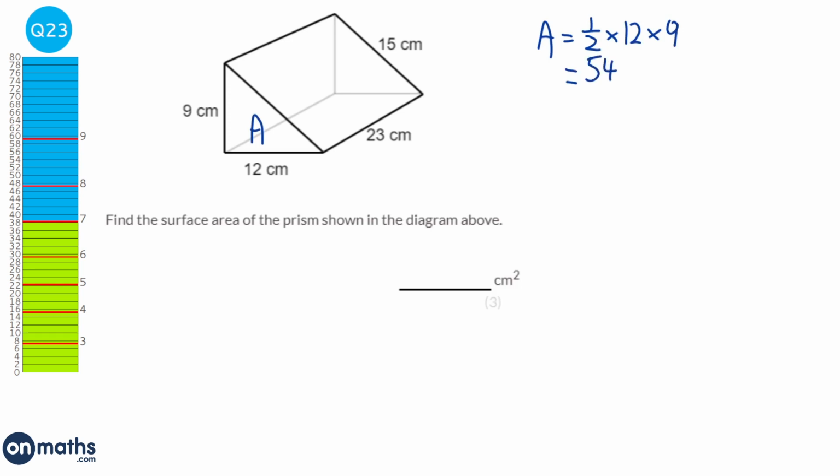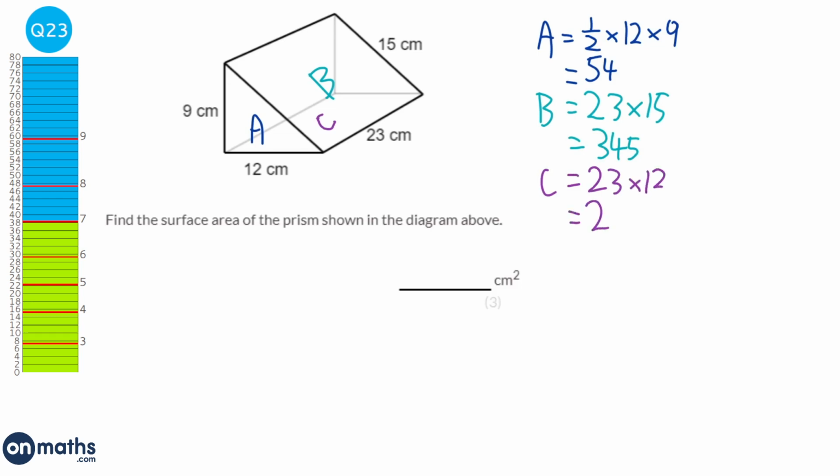Next thing I'm going to do is work out the rectangle here. The width of it's 23 and the length is 15. So we're going to do 23 times 15, which is 345. We're going to do the base of the triangle, or rectangle, sorry, at the bottom. And so that is going to be 23 times 12.